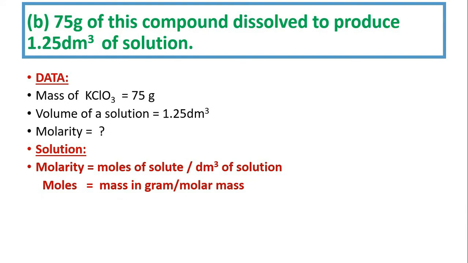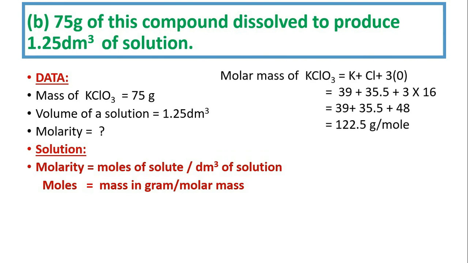Number of moles is equal to mass in gram divided by molar mass. So students, in this way we can find the number of moles of potassium chlorate easily. This is the molar mass of potassium chlorate, 122.5 gram per mole. You already know how to calculate the molar mass. We have already discussed it a lot. Now we can easily put the values in the moles formula.